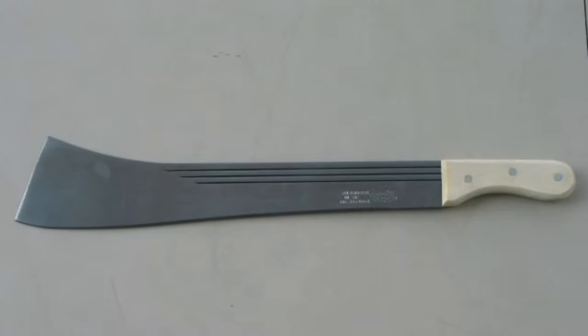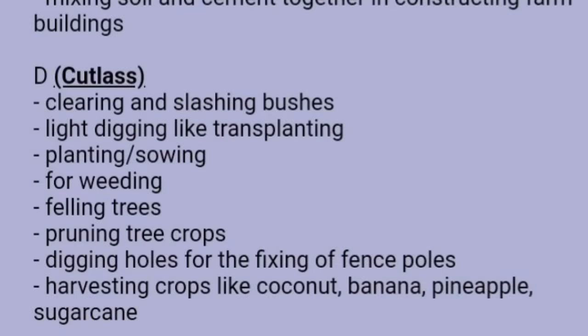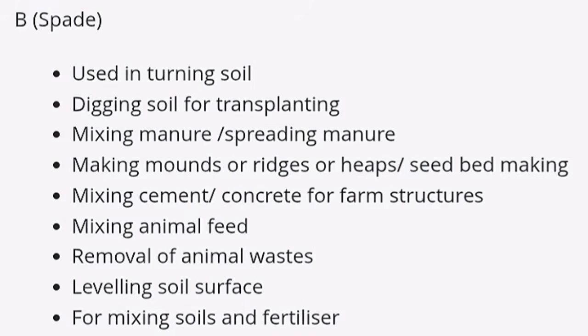So what are cutlasses used for? It's used for clearing and slashing bushes, used for light digging like transplanting, used for planting or sowing, used for weeding, used for felling trees, used for pruning tree crops, used for digging holes for the fixing of fence poles. It's used for harvesting crops like coconuts, banana, pineapple, sugarcane, and others. Take note that specimen E, cutlass, may be compared with specimen F, spade.